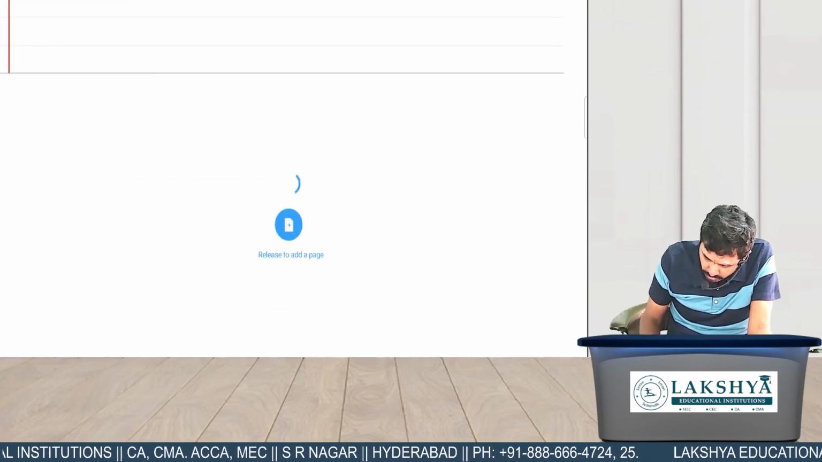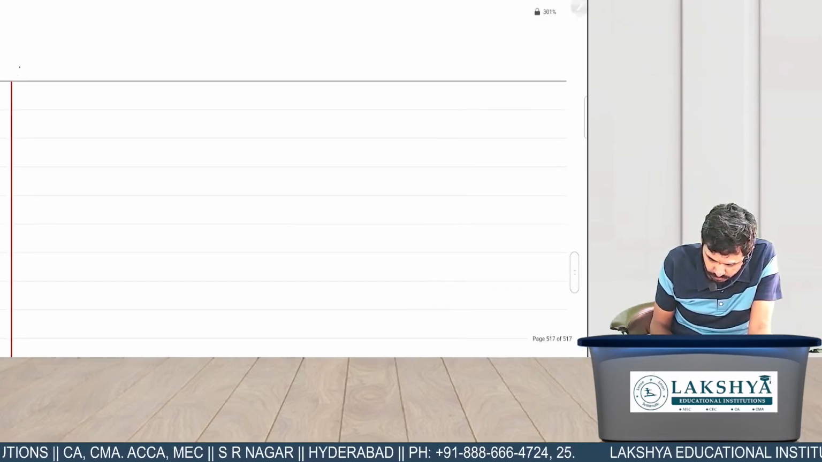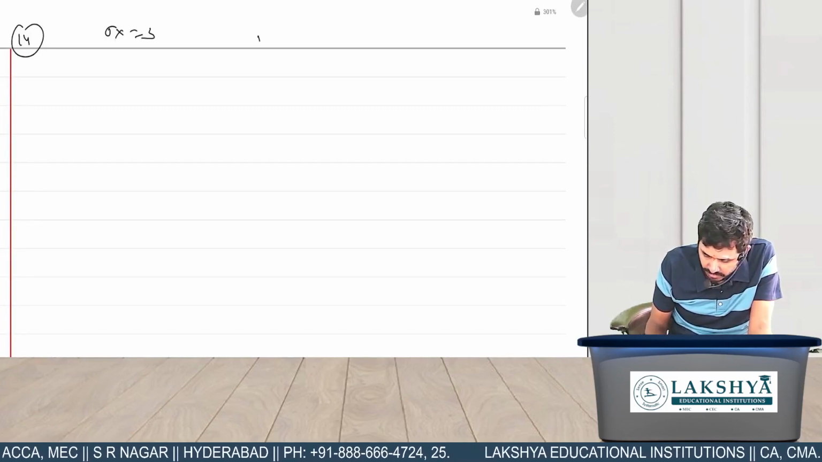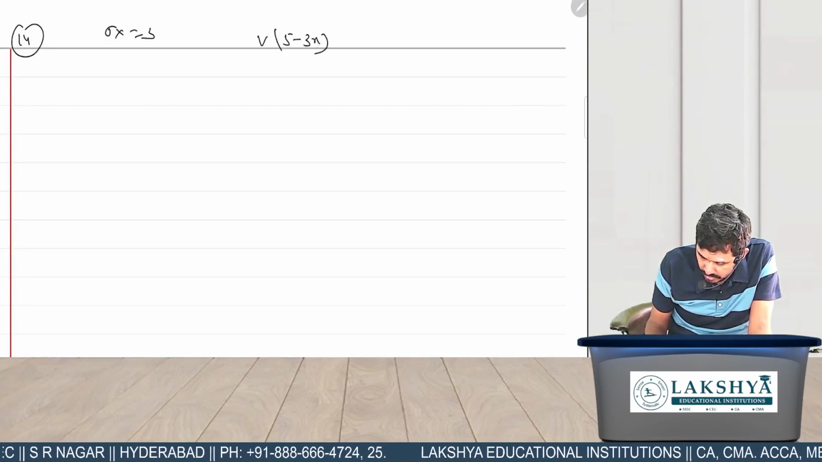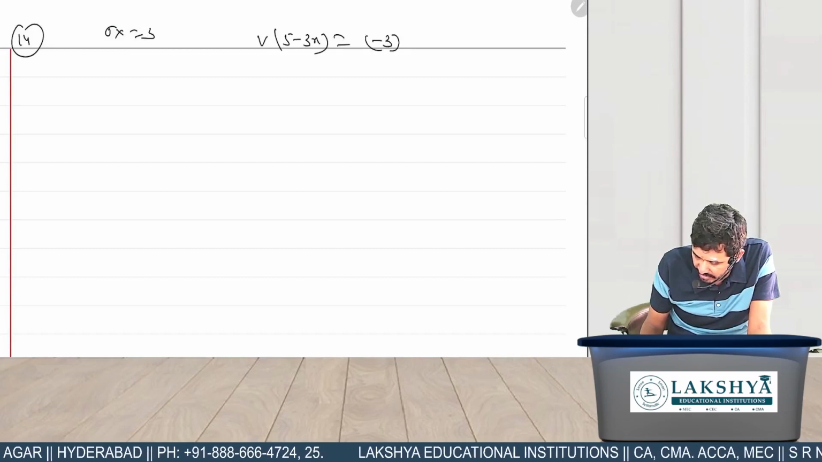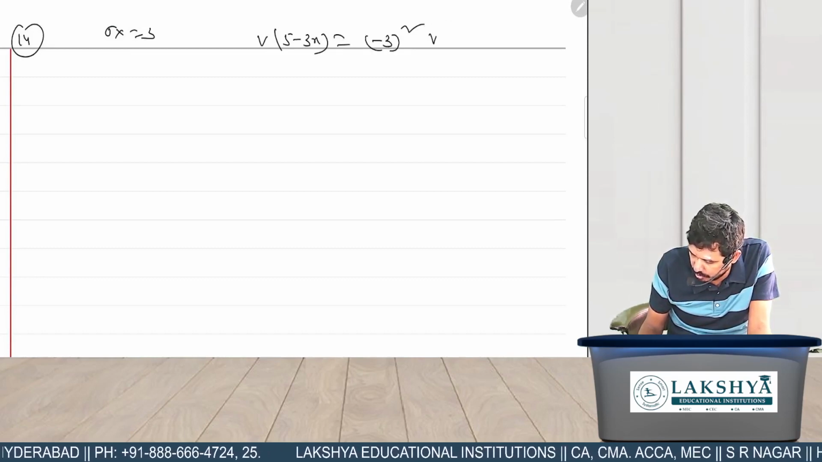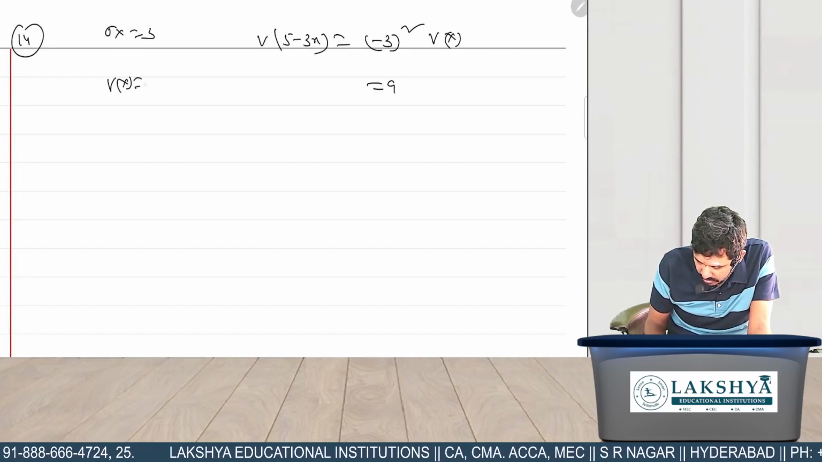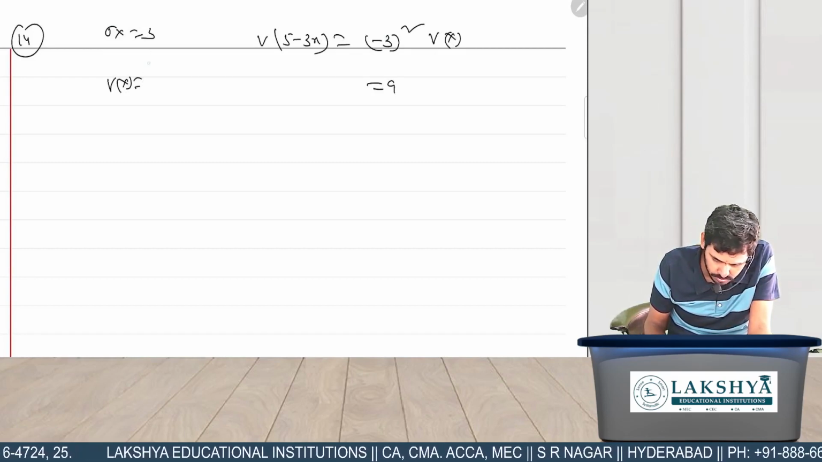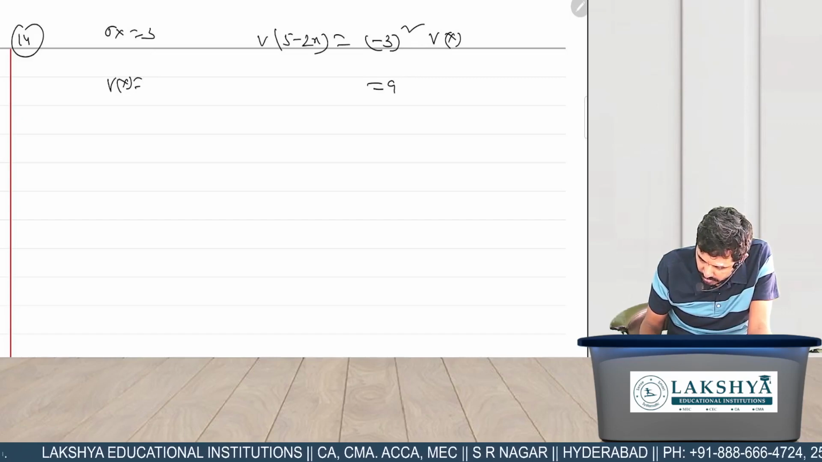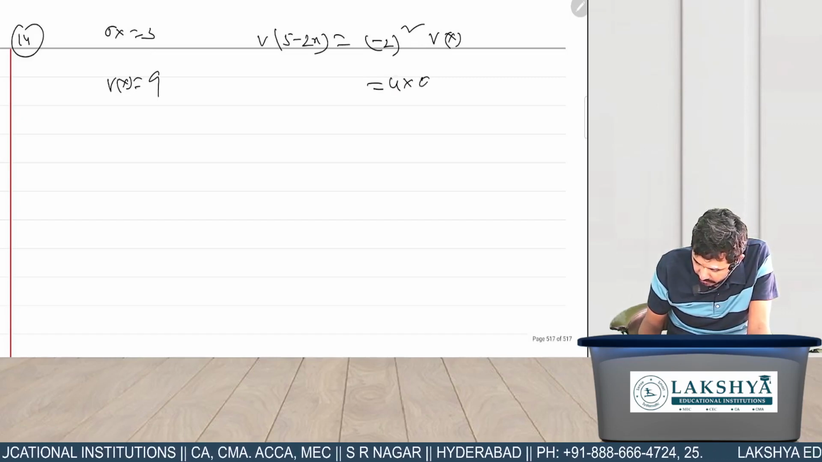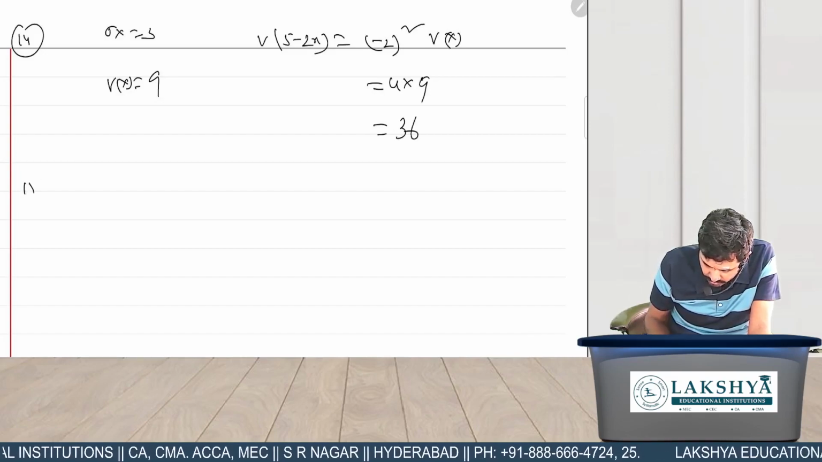See the 14th question. Standard deviation of x is 3. What is the variance of 5 minus 3x? Variance of 5 is 0. If you take any constant outside from the variance, it will become whole square. That is 9 into variance of x. Okay, 2, and that is 4. 4 into variance of x, which is equal to 36.